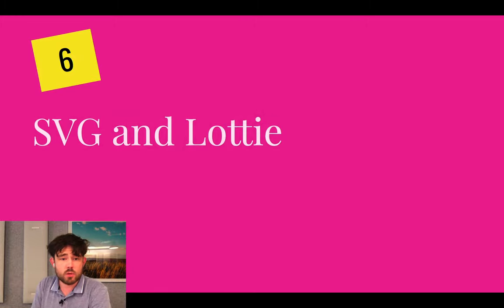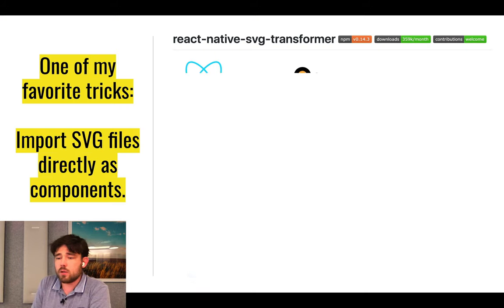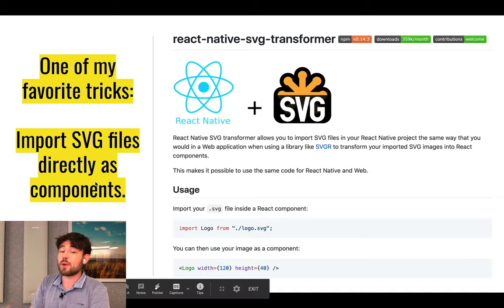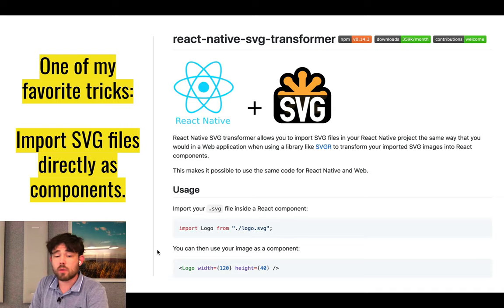Number six, SVG and Lottie. SVG is probably nothing new to you, but one of my favorite tricks about SVG that people don't necessarily realize when building React Native is that the default way to do SVG is kind of clunky. You have to transform it into actual React elements and everything, but there's this React Native SVG transformer, which allows you to, as you can see in my screenshot from their README here, import this thing directly from an SVG file, use it as an element, and pass props to it like color and width and height.